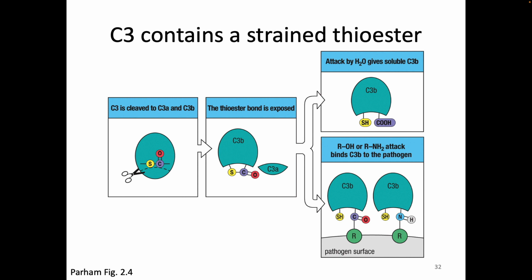Sometimes it reacts with water, because water's the closest thing. And if it reacts with water, then you get this weird piece of C3 that isn't attached to anything, and basically no one ever cares about it ever again. But sometimes it doesn't react with water. Sometimes it might react with an R group with an OH or an R group with an NH2, so a hydroxyl or an amine. And in that case, you'll see the C3 bound to the hydroxyl or the amine.